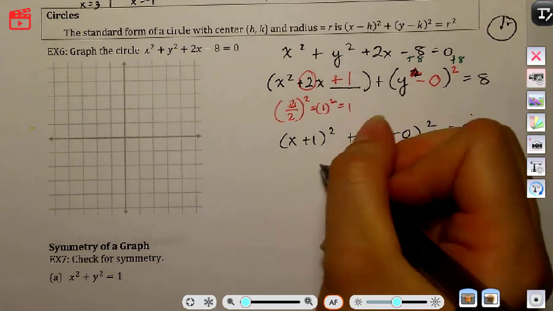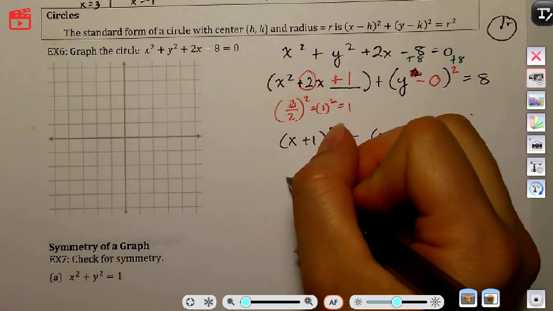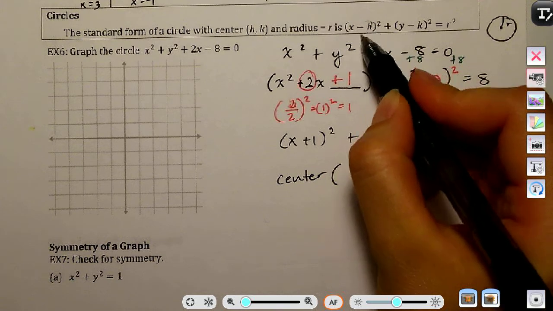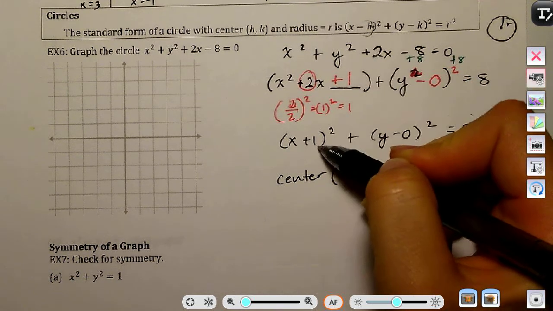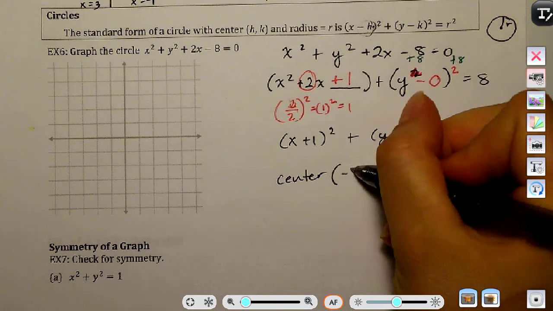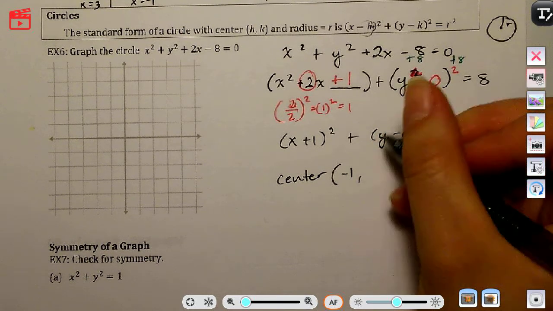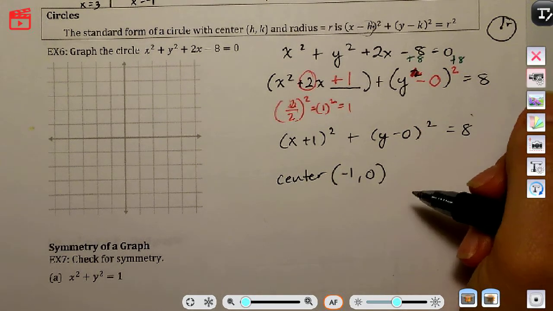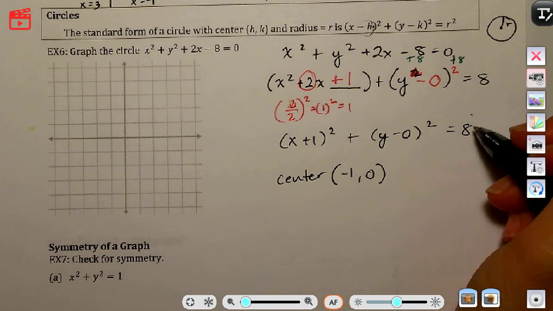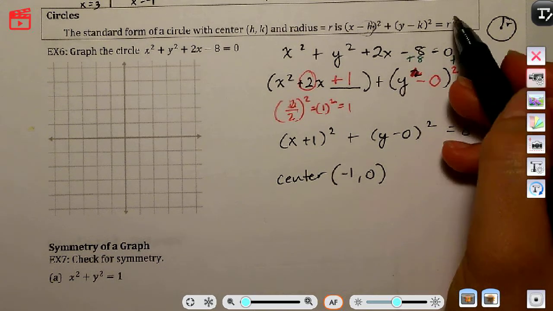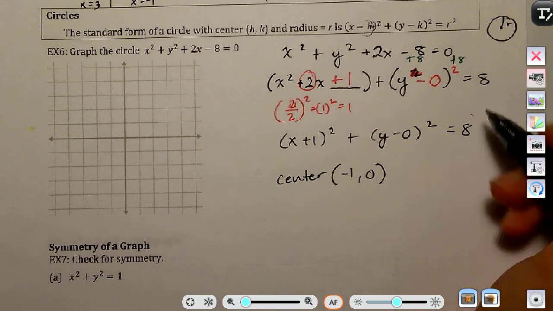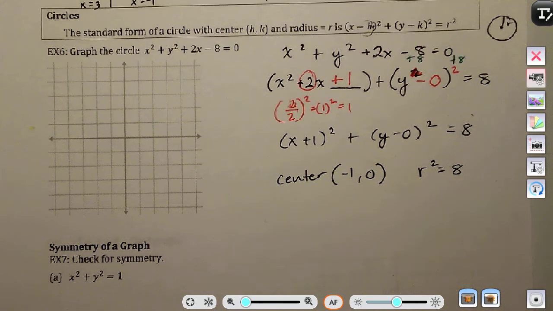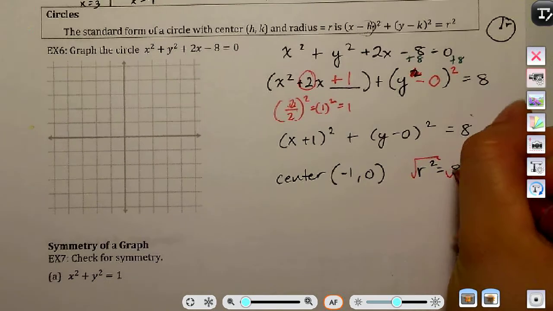And there we go. My radius, or sorry, my center is going to be... Now the center is the opposite of the number in the middle. So what's the opposite of 1? Negative 1. What's the opposite of negative 0? Well, positive 0. We don't really have positive and negative 0, but let's go with that idea. And then our radius is r. But careful, remember, the radius squared is this number. So radius squared is 8, but I don't want radius squared, I want r, which means I need to solve for r. So take the square root.